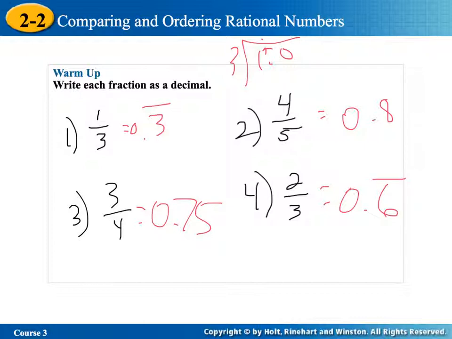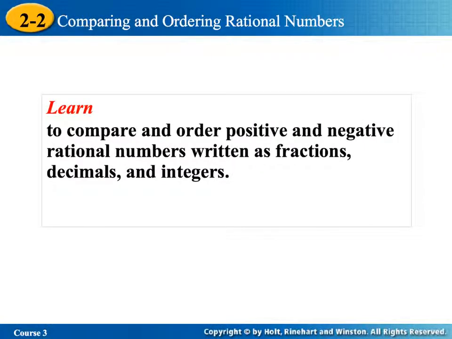Okay, so we're going to be talking about this a little bit today and how to compare. Today we're going to be learning about comparing and ordering positive and negative rational numbers. So they're going to be written as fractions, decimals, integers, all the above. Some are going to be positive, some are going to be negative. Get used to seeing positive and negative numbers because you will see them from now on. All right.